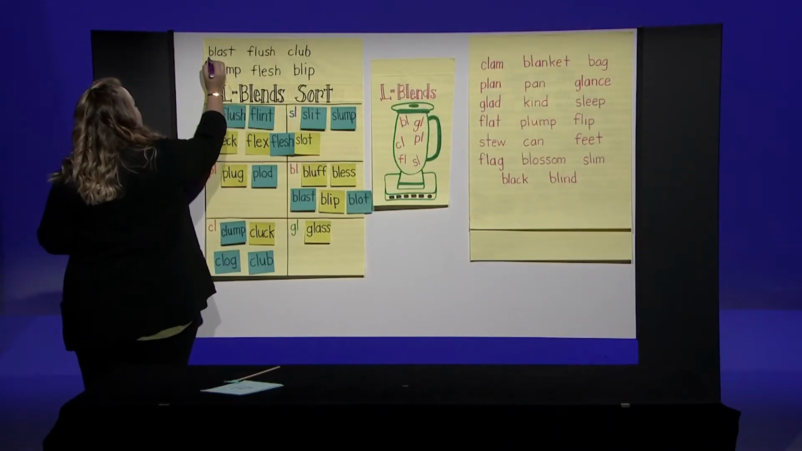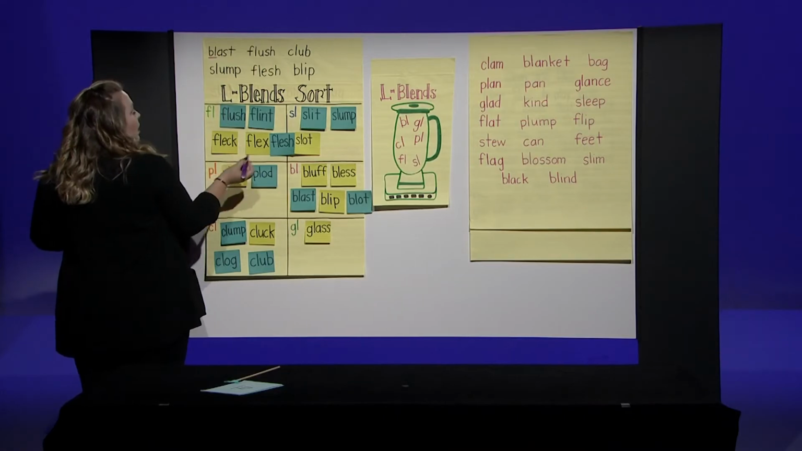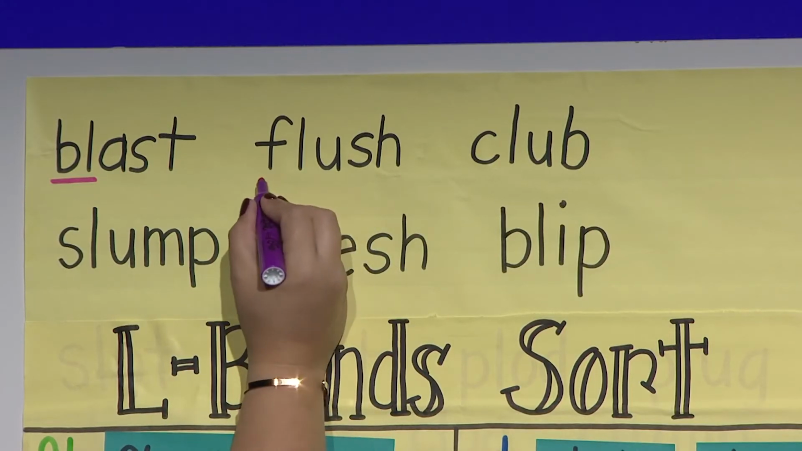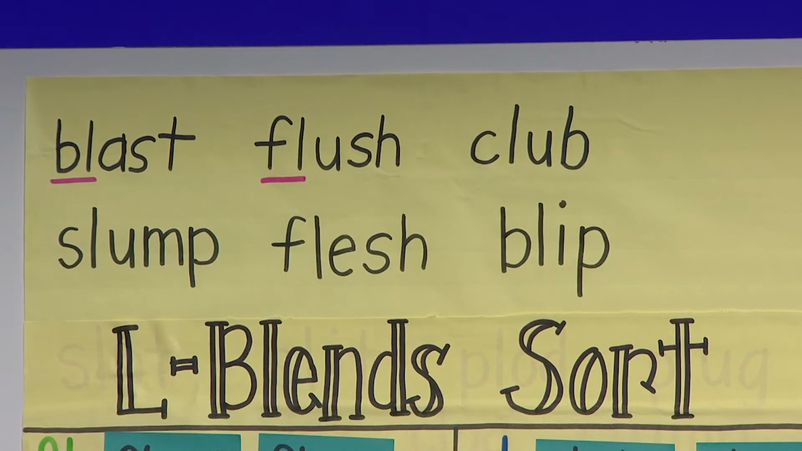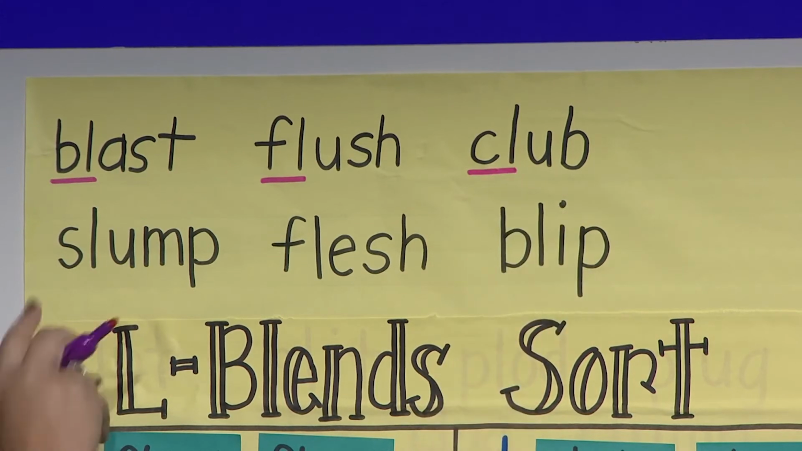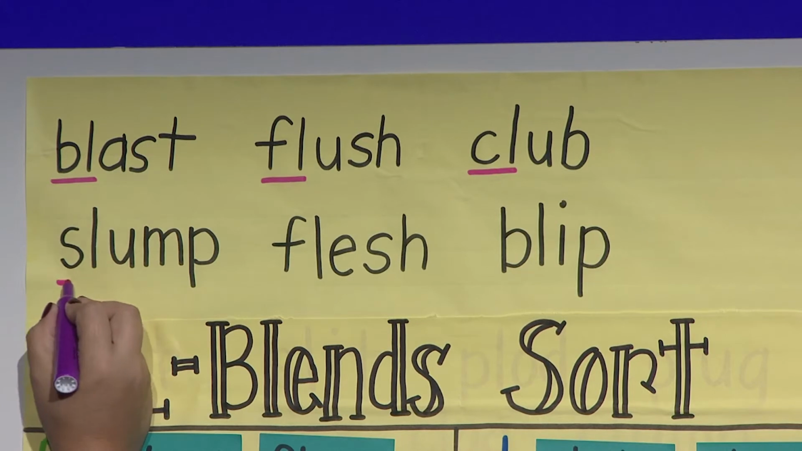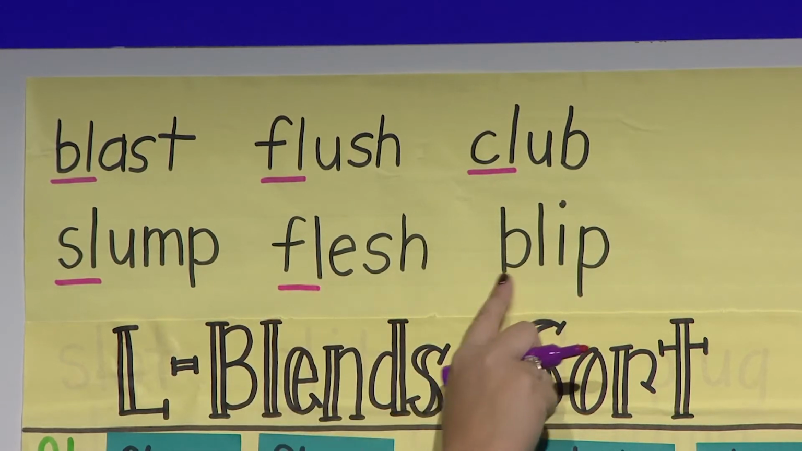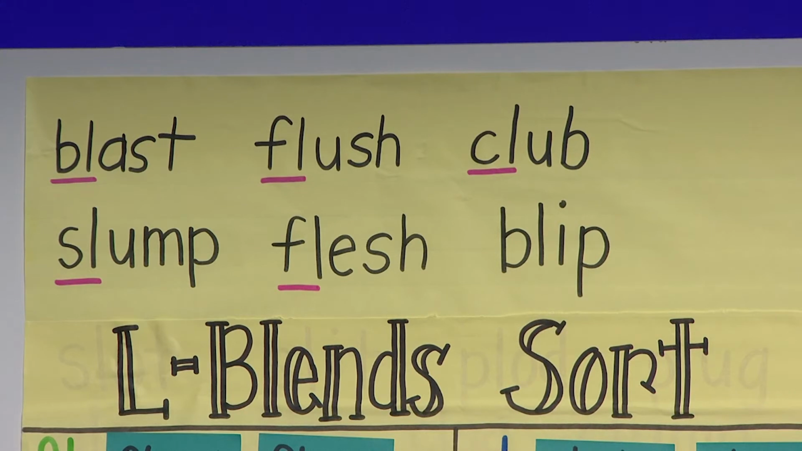Now let's look. I see a blend here, BL. What blend do we have here in flush? FL, awesome. What about club? CL. Slump. What blend do we have? SL. What blend do we have in flesh? FL. What about in blip? BL. Great job, boys and girls.